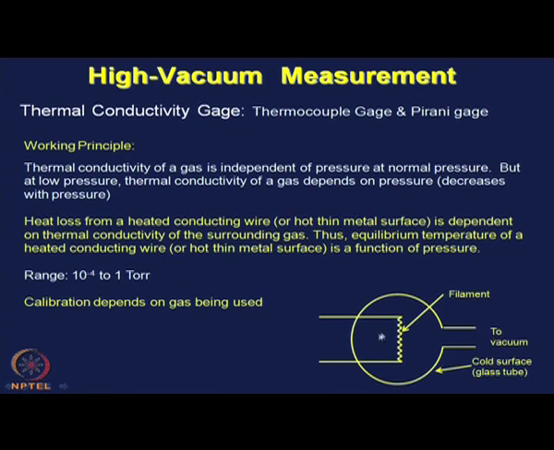Or if I am talking about a resistance wire, there will be change in resistance due to change in temperature, and if I measure the change in resistance, that also can be related to the pressure. So, this is the principle on which thermal conductivity gauges, namely thermocouple gauge and Pirani gauge, will work. We can measure pressures from 10 to the power minus 4 torr to 1 torr using thermal conductivity gauges. The calibration depends on the gas being used.